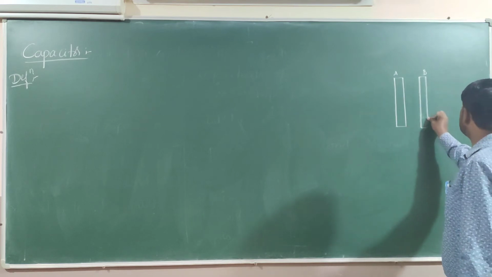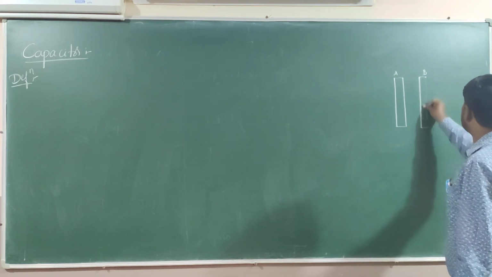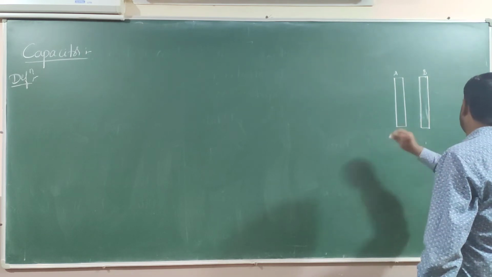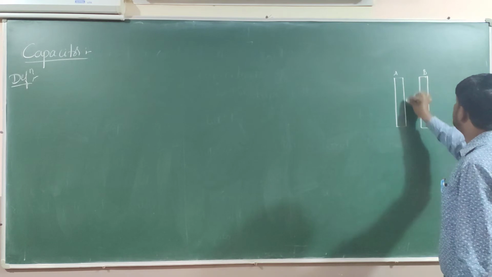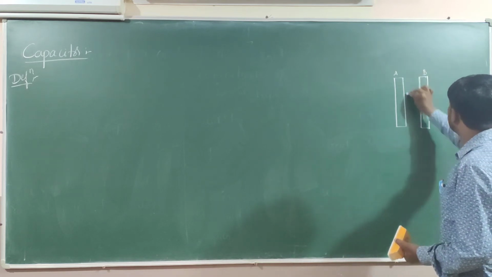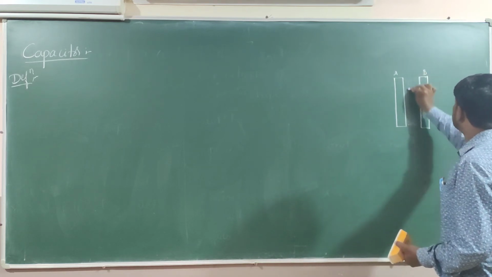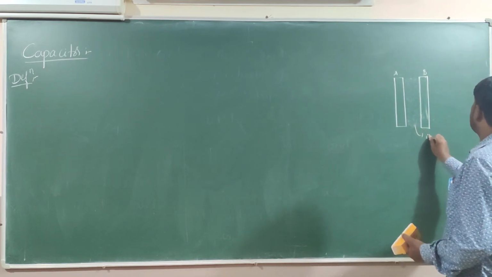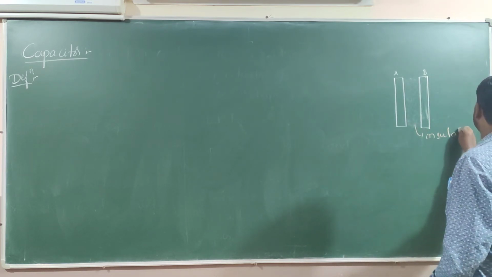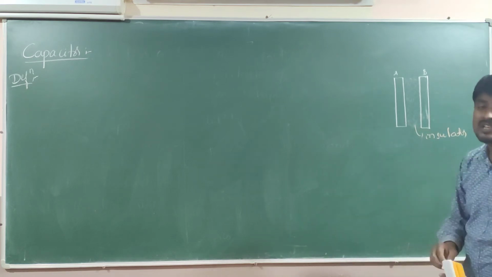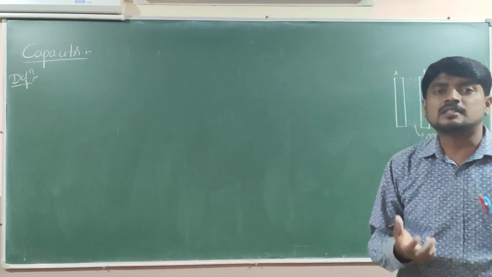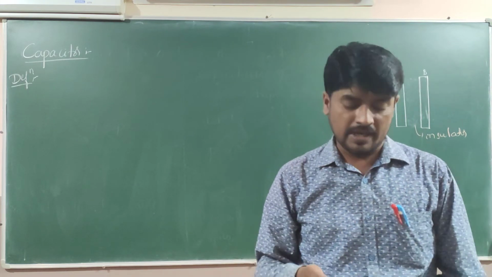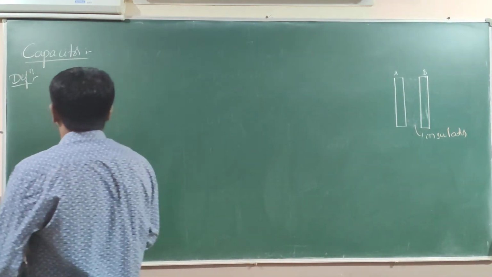So these two conductors must be separated by a small distance. In this small distance, there must be what? A dielectric medium. The area must be the same. So in this area we are placing a dielectric medium, which is called an insulator. So now, what is a capacitor? A capacitor is a system of two conductors separated by an insulator. That is the definition I have to write.